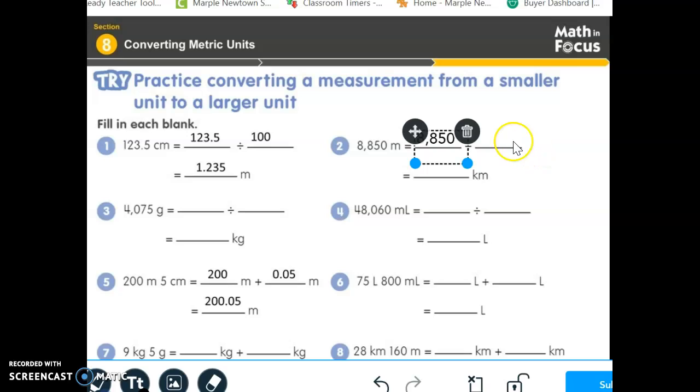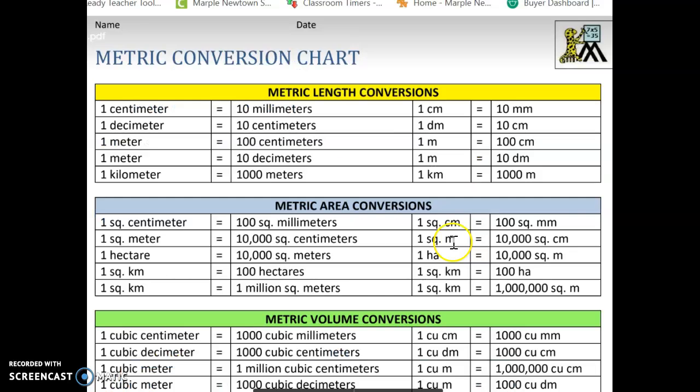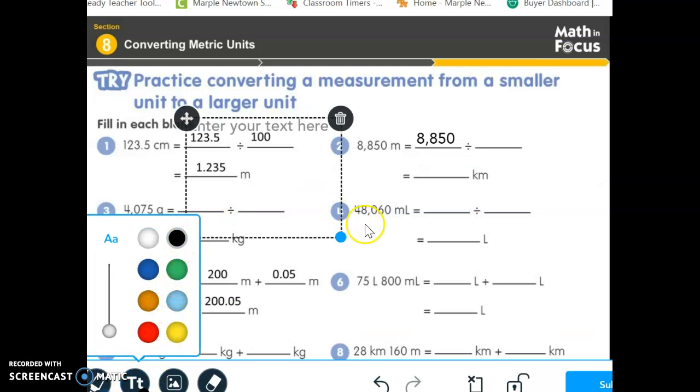All right, the next step is I need to figure out what I am dividing this number by, right? So this is where you can use your conversion chart. We need to find the relationship between meters and kilometers. Okay, I'm on my conversion chart now, and I see here's kilometers. So I know that 1 kilometer is equal to 1,000 meters, right? So that's what I need to divide my number by because that's the relationship. So I'm going to go back to the Nearpod slide and I'm going to plug 1,000 into that blank space. Okay, so we need a new text box. Let's resize it.